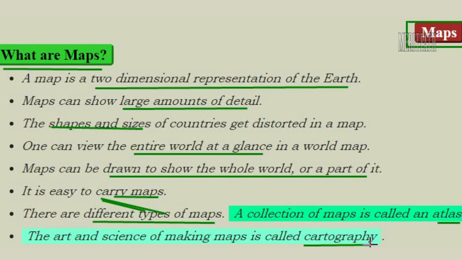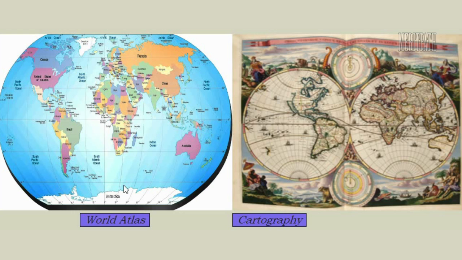The art and science of preparing these maps is known as cartography. In this map, dear students, you are able to see the world atlas. That means the total continents and countries of the world can be seen in this one single atlas, that is, a single map. And this art and science of designing the map is known as cartography.